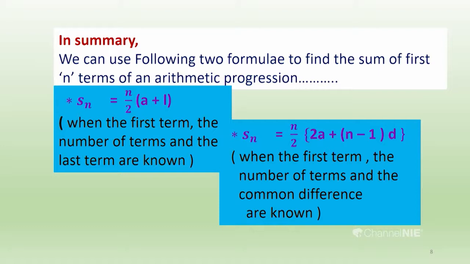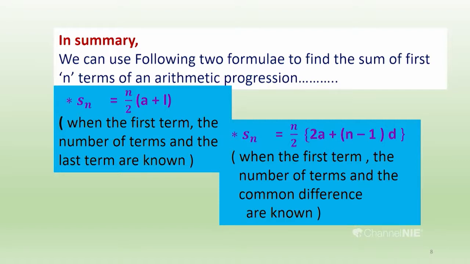The first formula you learned is Sn equals n over 2 times a plus l. Here we are using the first term, the last term and the number of terms. N is the number of terms, a is the first term, l is the last term. In the other formula, Sn equals n over 2 times 2a plus n minus 1 d, we have to use the number of terms, the first term and the common difference.